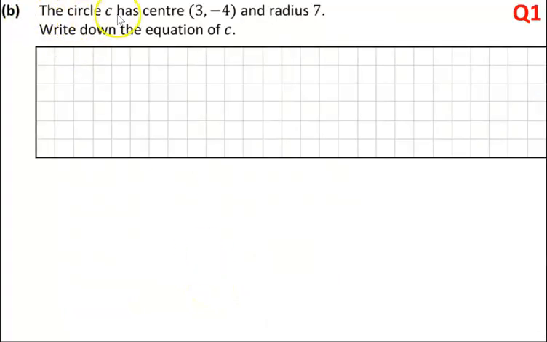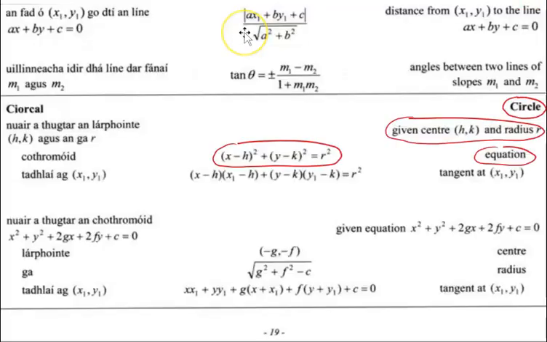B. The circle C has center 3, minus 1 and radius 7. Write down the equation of C. So on page 19 of your formula book, you have the section for the circle, and it says, given center h, k and radius r, the equation formula is x minus h to be squared plus y minus k to be squared is equal to r squared. So this is given to you in your formula book, no need to learn it off.